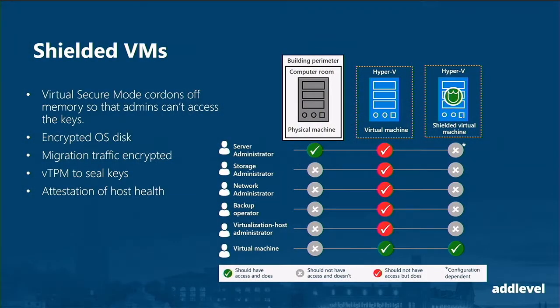Yeah, now we have shielded VMs in Windows Server 2016. It requires Gen 2 of the virtual machines, but you get a lot of fun stuff from that. You get the possibility to cut off the memory so that admins can't access the keys stored there. You get encrypted disks, full support for encryption of the migration, virtual TPMs to seal all the keys, and you get host attestation of health. So I can simply say this is my image, this is how it looks. I can put a checksum on it, and if that changes, the host isn't healthy anymore.